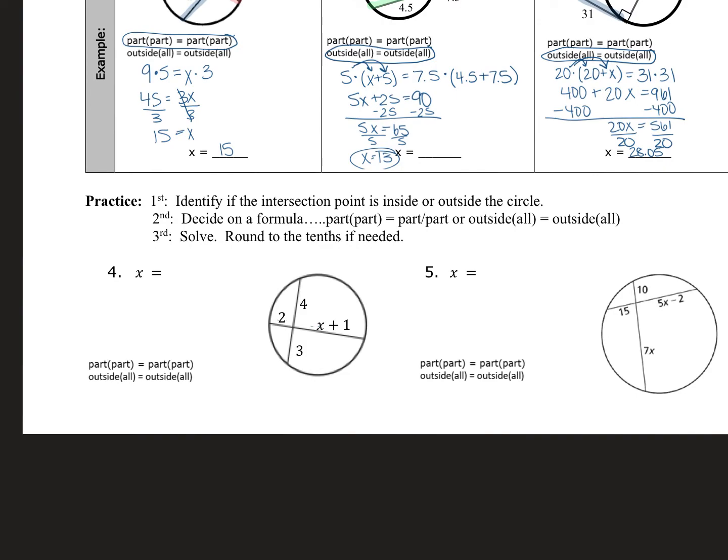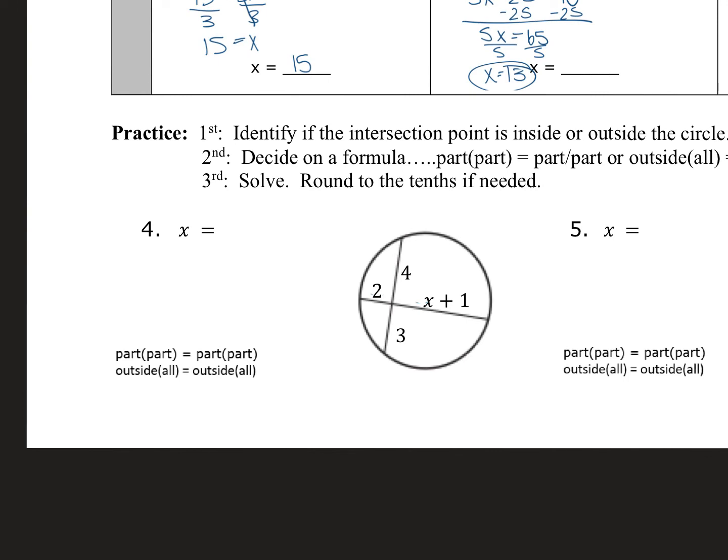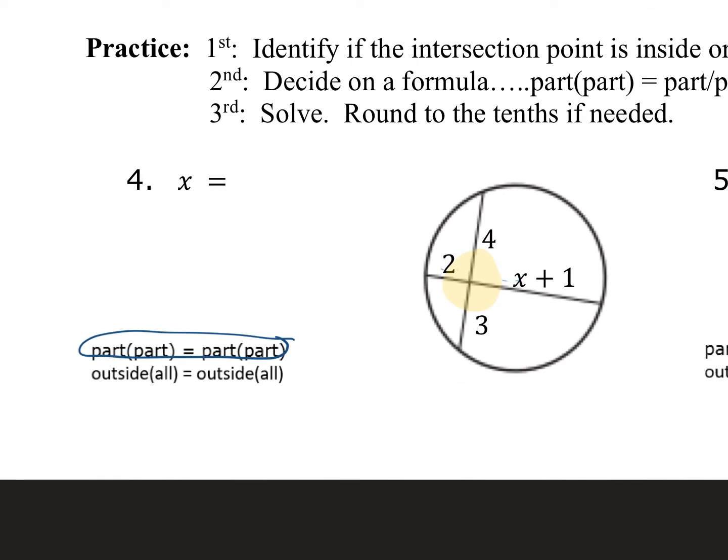All right, let's try some more practice problems down here at the bottom. They gave us some steps again in case you need to see them. First step, we need to identify if the intersection point is inside or outside of the circle. Here is our intersection right here. So that means the intersection is inside of the circle, and we should be using the first formula we went over today, which is part times part equals part times part.